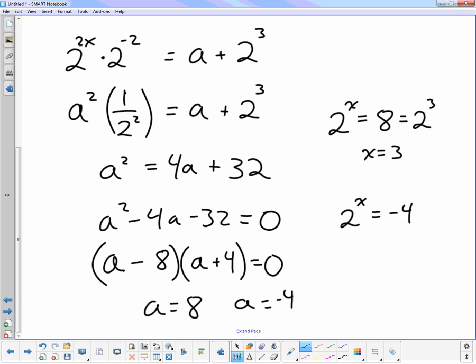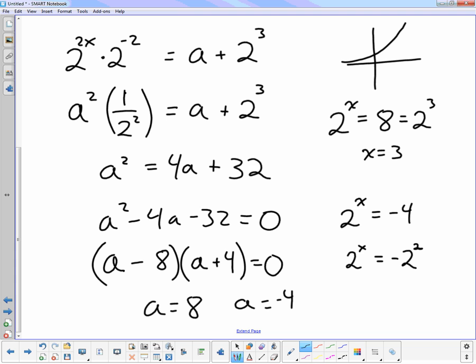And that one is not possible. That one doesn't fly. Think about it. 2 to the x, remember what that graph looks like. That graph looks like this. Okay? It never goes negative.